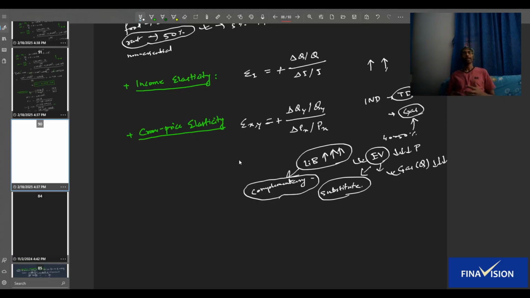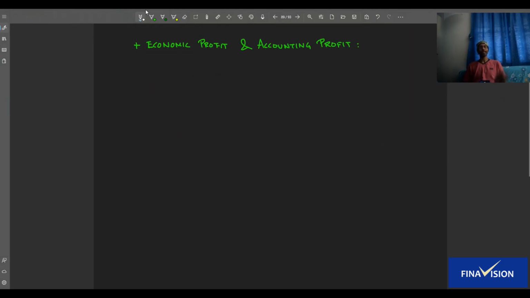So this is about income elasticity and cross price elasticity. Friends, now we'll discuss a few things like economic profit, accounting profit, and later on supply and optimal output. So first let us discuss economic profit and accounting profit. What are the meanings of these two terms and what is the difference between their meanings? So first we will discuss accounting profit.